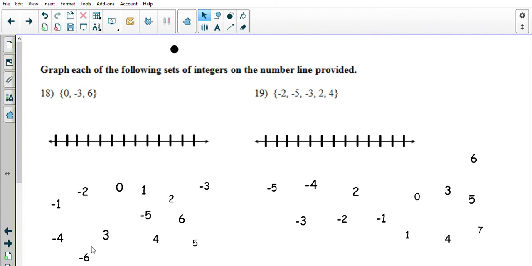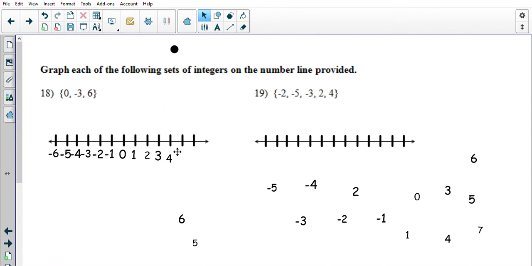I think the smallest number I have is negative 6. Then I number these tick marks. So I've got negative 6, negative 5, negative 4. They're going to be really squished together there. Negative 3, negative 2, and I wrote these numbers out ahead of time just to save time. Negative 1, 0, 1, 2, 3, 4, 5, and 6.